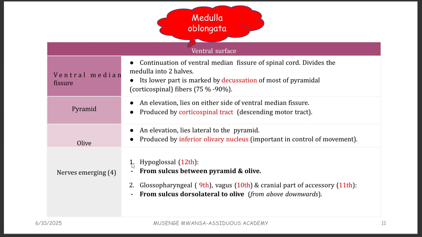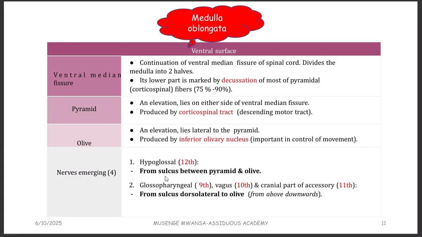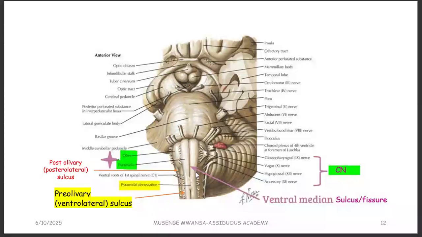Okay. And then what are some of the nerves that come from the medulla oblongata? You have the hypoglossal, which is the 12th cranial nerve. Basically you have cranial nerves number 12, 11, 10, and 9. Now, the way these come out, cranial nerve number 12 comes out from the sulcus between the pyramid and the olive, which we call the pre-olivary sulcus. That is where cranial nerve number 12 comes from.